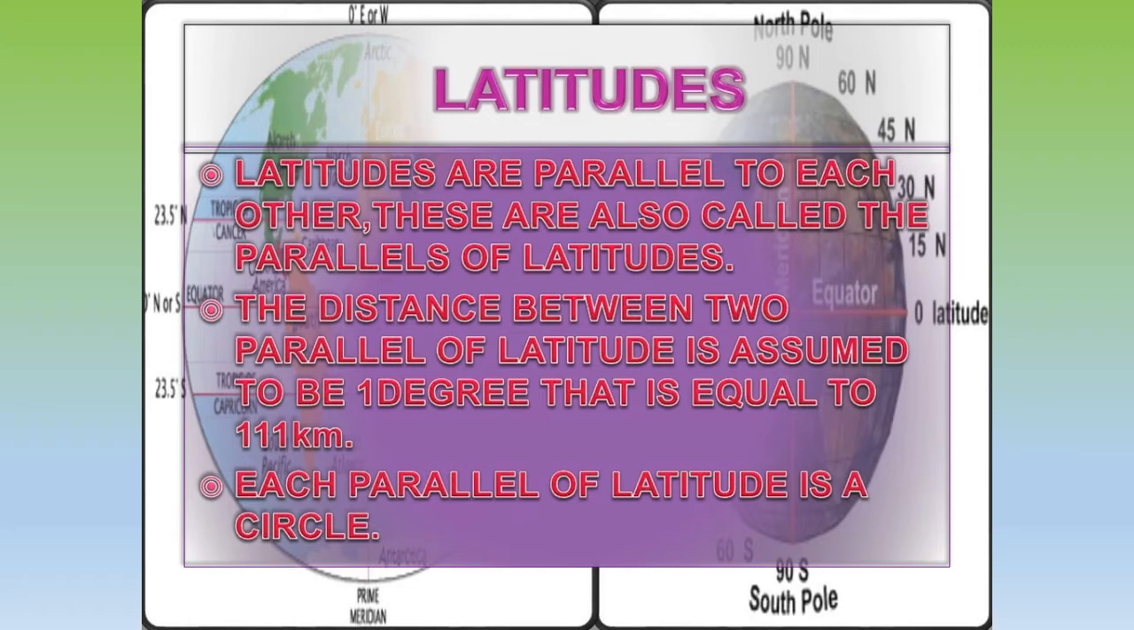Now, what are latitudes? Latitudes are parallel to each other. They are also called the parallels of latitude. The distance between two latitudes, they are parallel lines, is 1 degree. Now, why is it 1 degree? That also I will cover by the end of this class. Now, each parallel is a latitude.